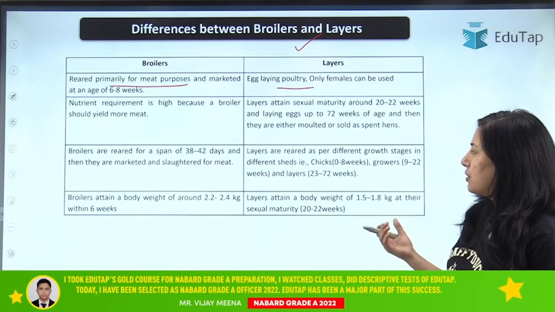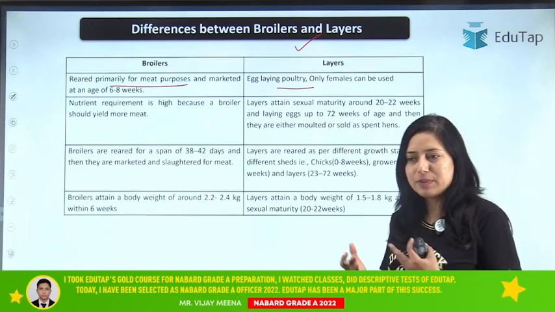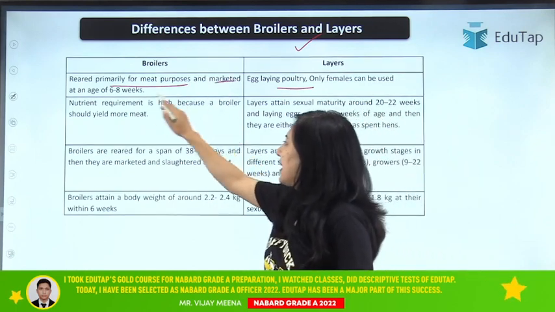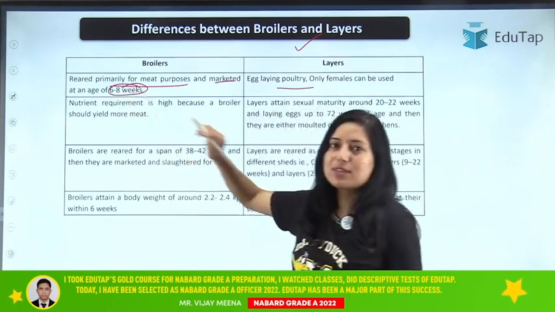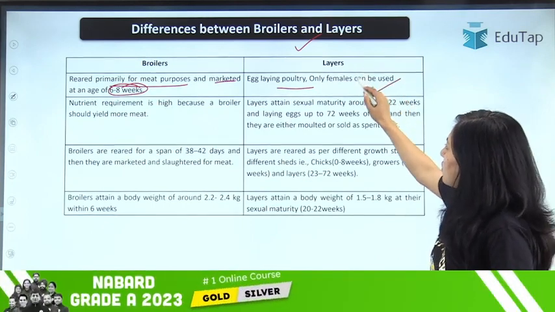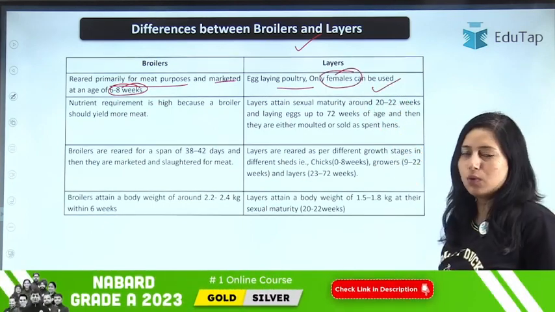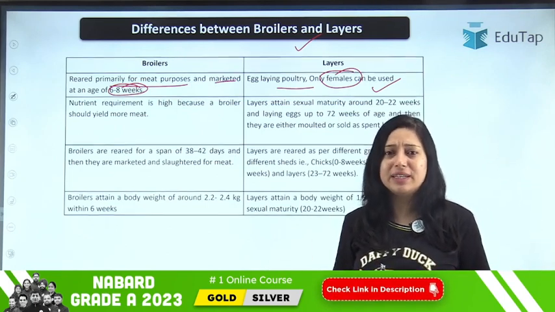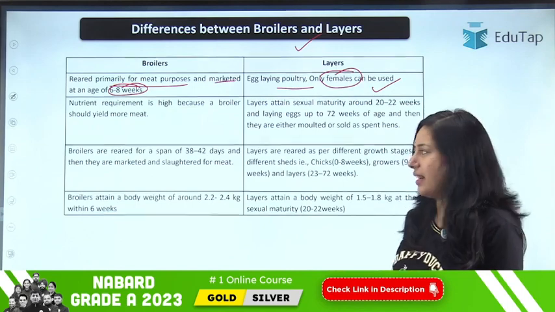So that is the very first difference between broilers and layers that you must know. Clear? Broilers are marketed at the age of 6 to 8 weeks. After 6 to 8 weeks they are marketed for meat production. In layers, only females can be used. Only females will lay eggs, so obviously we will rear females for laying eggs, right?